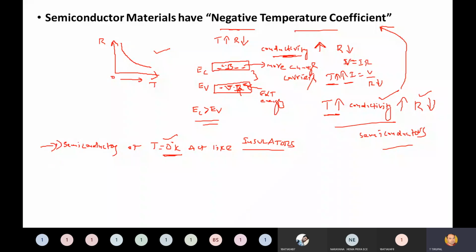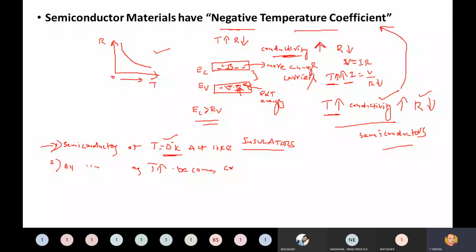Second point: as temperature increases, all semiconductors become what? Conductors. Good. This is also a very important point. Both points are important.